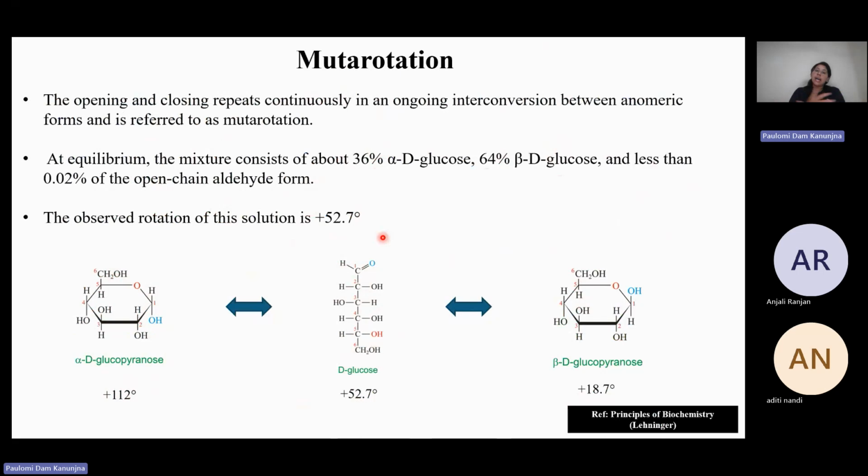This means that these are in equilibrium. They're always interchanging their conversion from one form to the other. And this closing and opening, repeating, is called mutarotation. This is another property of the anomers, because there are two types of anomers that can form, the cyclic formation of alpha and beta in a solution.